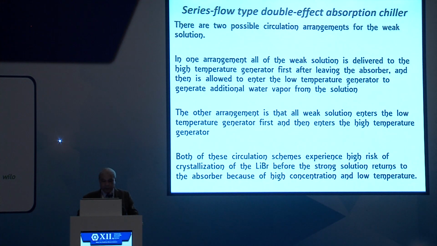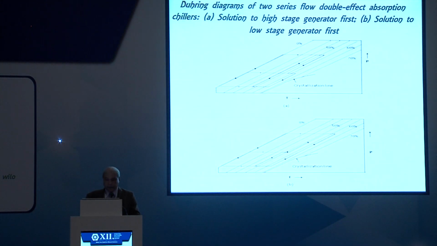So if you go for the first case, the weak solution is delivered to the high temperature generator first after it leaves the absorber. And then in the other arrangement, the weak solution enters the low temperature generator first and then enters the high temperature generator. Unfortunately, both of these circulation schemes experience high risk of crystallization in the lithium bromide before the strong solution returns to the absorber. The reason for that is the high concentration and low temperature combined at the same time. So you have to be very careful about that particular design.